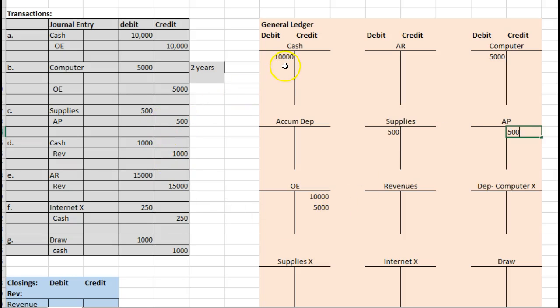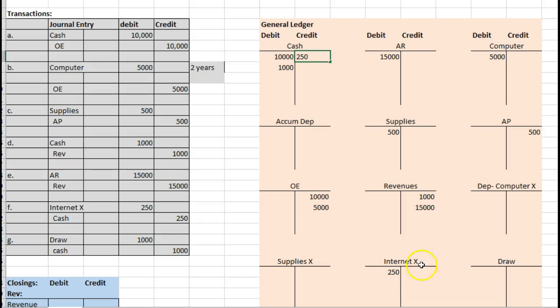Then we received cash of $1,000, and we have revenues of $1,000. The next one is accounts receivable, should be right here. Gets debited for $1,000, that's an asset, right? And our revenues get credited for $15,000. Now we're going to pay expenses, and expenses are debit, and we're going to decrease cash with a credit.